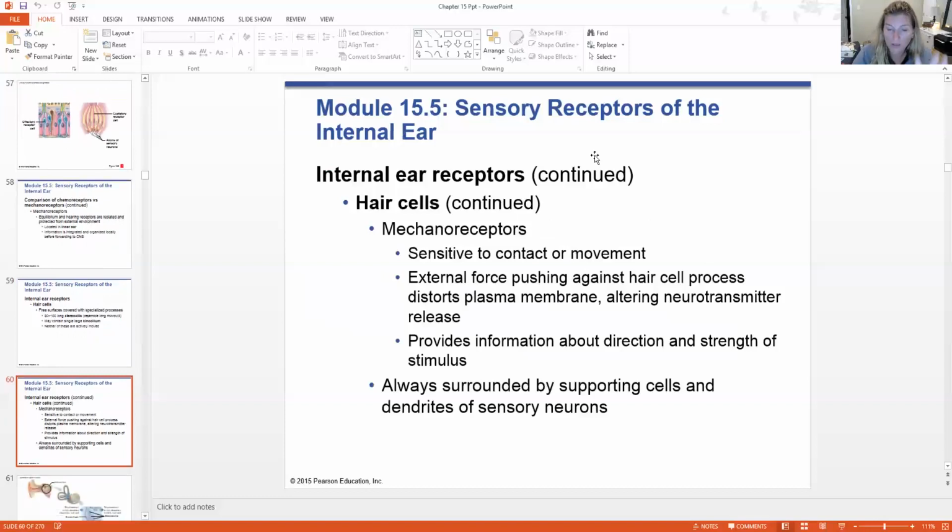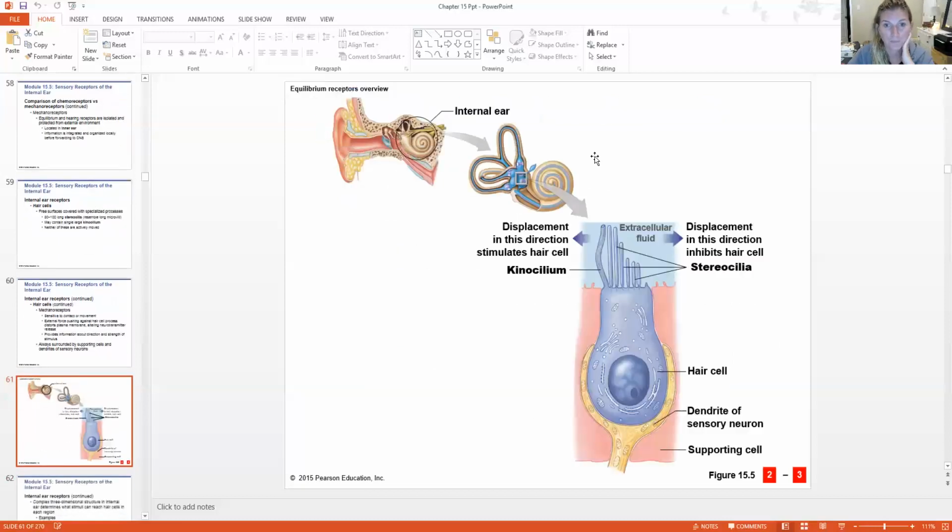So it's always surrounded by supporting cells, dendrites of sensory neurons. They're well isolated and well protected. So here you see that kinocilium, lots of stereocilia. They're all bound in this extracellular fluid, and they're within these inner ear structures. They're connected directly to dendrites of sensory neurons, and supporting cells hold them in place.